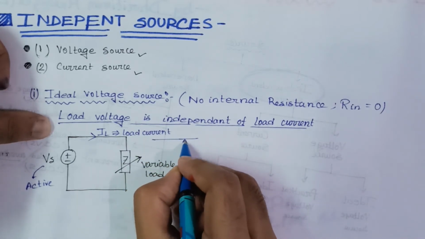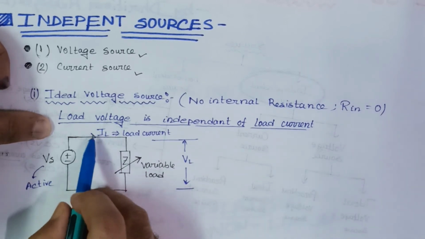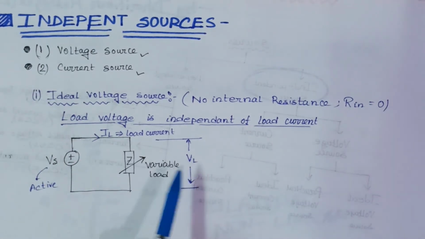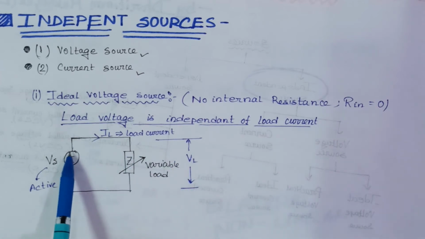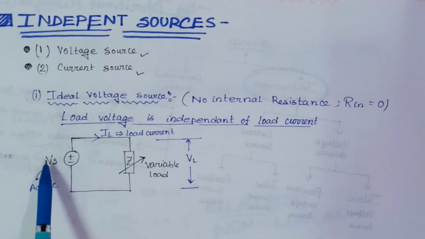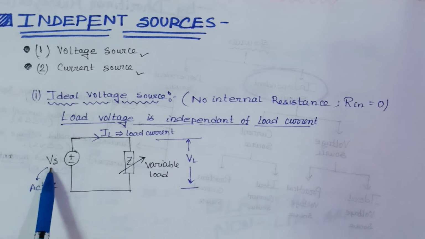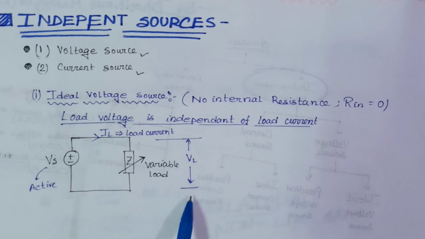Now we have to prove that the voltage drop across this load is independent of the value of this current, or load current. We have to prove that VL is independent of IL, which means there is no internal resistance offered by this voltage source. That is why the whole voltage Vs will be dropped across this load, that is VL will be equal to Vs. We have to prove that VL will be equal to Vs.